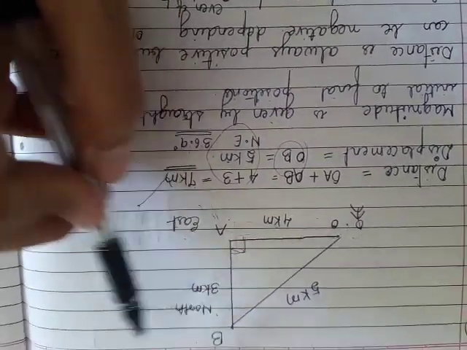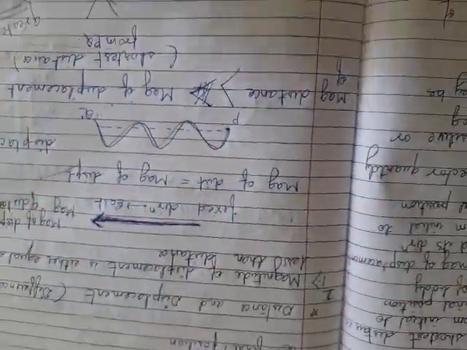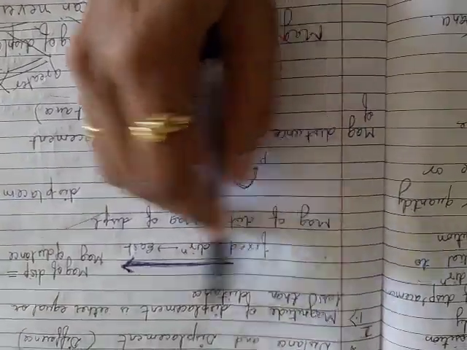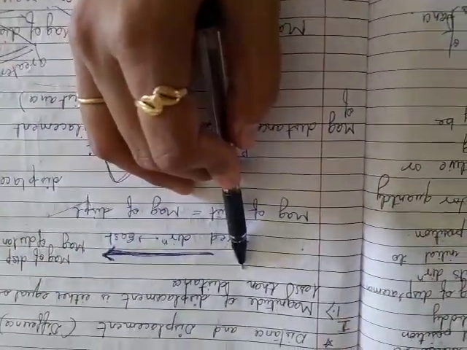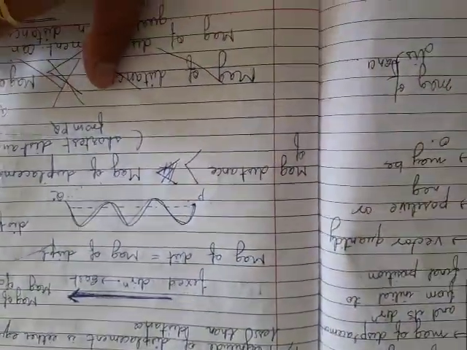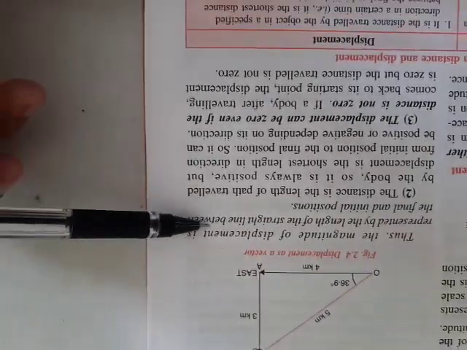I hope this is clear to everyone, these points. What is actually how displacement is equal to distance, or how displacement is less than distance. I hope it is clear. Just go through the context one more time. So this is the example I have already explained to you.